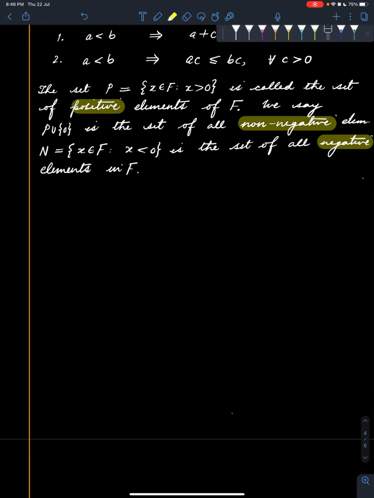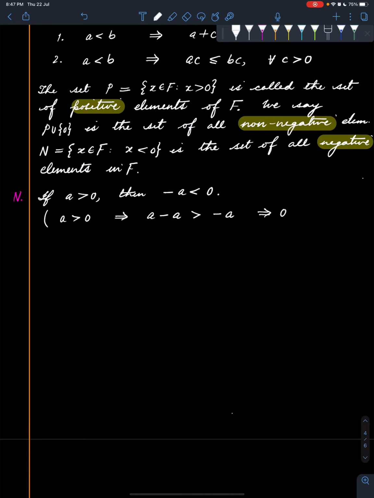Alright. And now a bunch of properties that are obvious. I mean, those properties should hold, but we need to prove them. So the first one is that if A is greater than 0, then minus A is less than 0. Why is that? This is because A greater than 0 implies, by the first axiom, that A minus A is greater than minus A, which implies 0 is greater than minus A. And 0 greater than minus A is precisely this. So we have that.